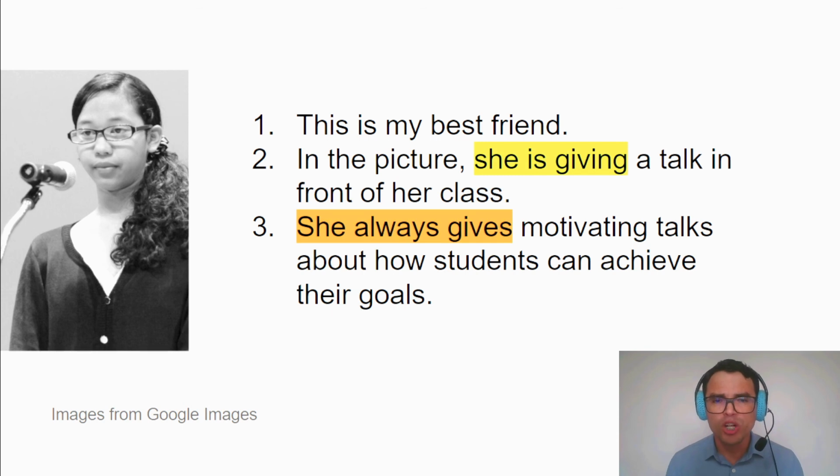Number 3, orange, habits. She always gives motivating talks about how students can achieve their goals. Okay? So you don't see ing in orange. Why? Because you are talking about facts, habits, routines, things that always happen. Alright? So that's why you have she, then you have a frequency adverb, always, and then you have a verb, gives, conjugated into third person singular. That is why it finishes in S.